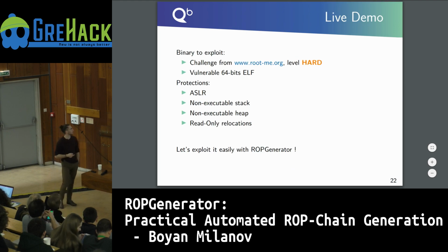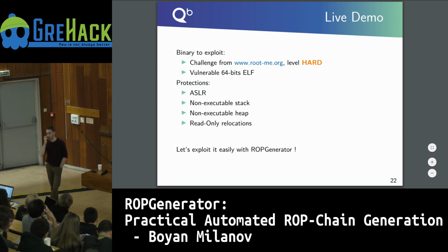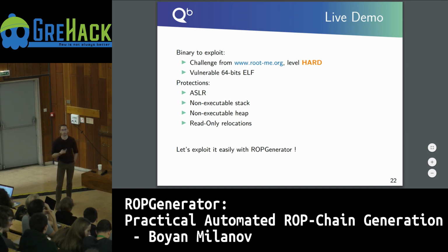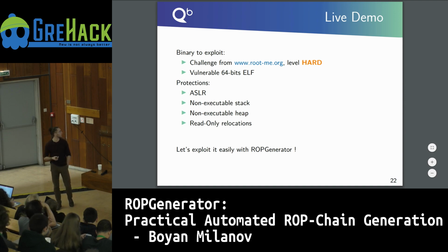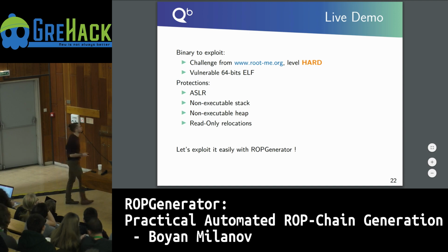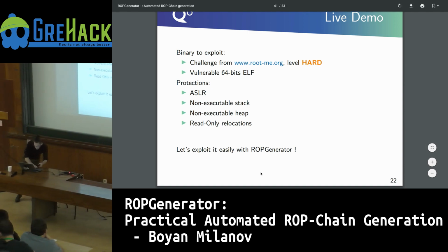So now I will demonstrate the tool on a vulnerable program. So I will exploit a binary from root.me. So it's a challenge that is level hard on the site. It's a 64 bytes ELF executable, and it's exploited with system protections activated. So you have ASLR, you have the heap and the stack that are not executable, and you have read-only relocations also. So I will launch the demo now.